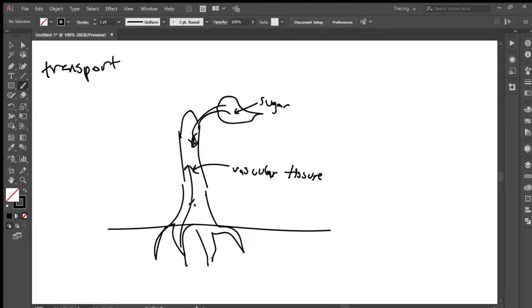So how does it go up? Plants don't have a heart. They don't have a pump. So if we remember our cross section of our leaf, we had our top epidermis, our palisade cells, our palisade mesophyll, our spongy mesophyll, and then our bottom layer with pores called stomata, surrounded by guard cells.